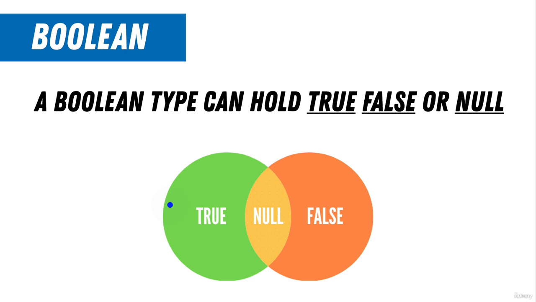Now, the first data type we're going to look at is Boolean, true, false. And we saw this in the three-valued logic when we were looking at null values. A Boolean type can be true, false, or null in Postgres. Null is a valid value for Boolean. So true, null, or false.